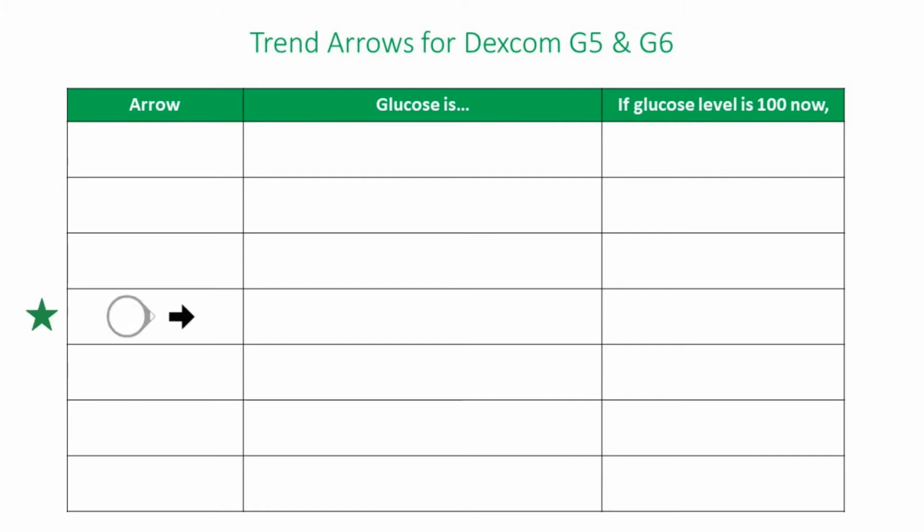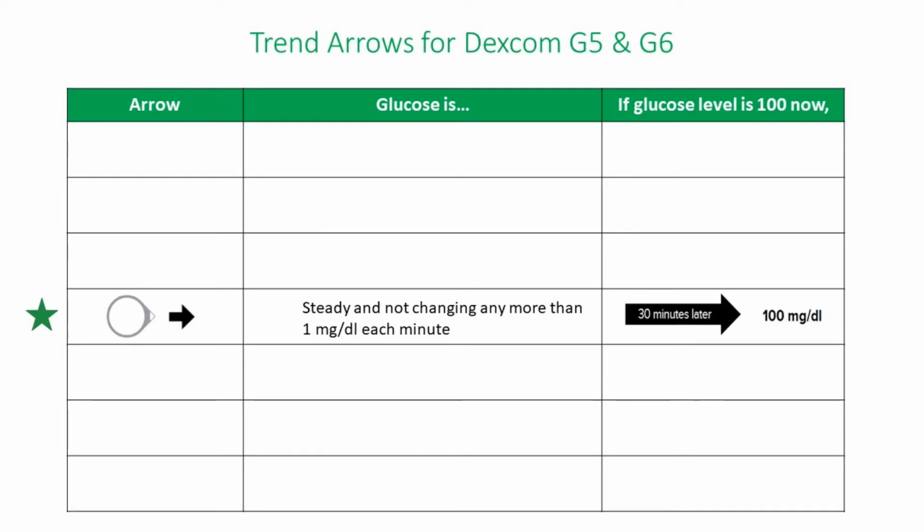The first is a steady trend arrow. With this arrow pointing straight ahead, we can see that glucose is steady and not changing any more than 1 milligram per deciliter each minute. So if your glucose level is 100 right now, in 30 minutes, it will probably be about 100 still.